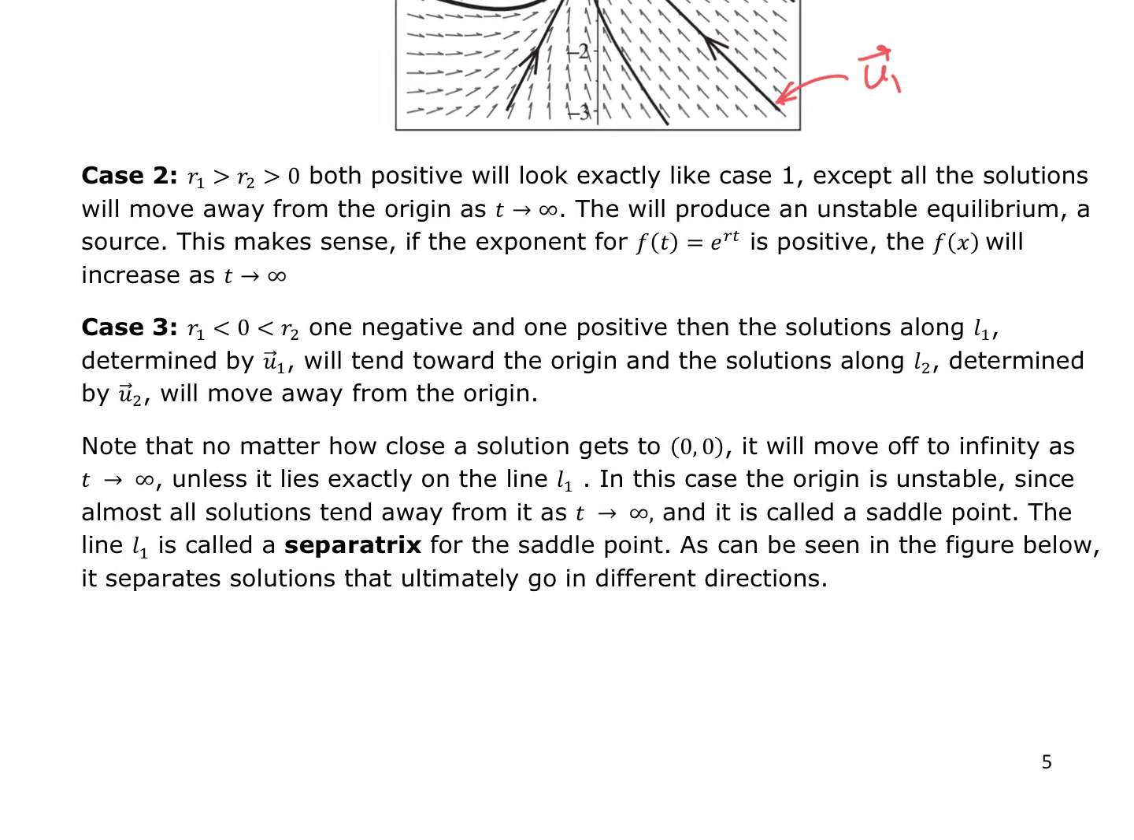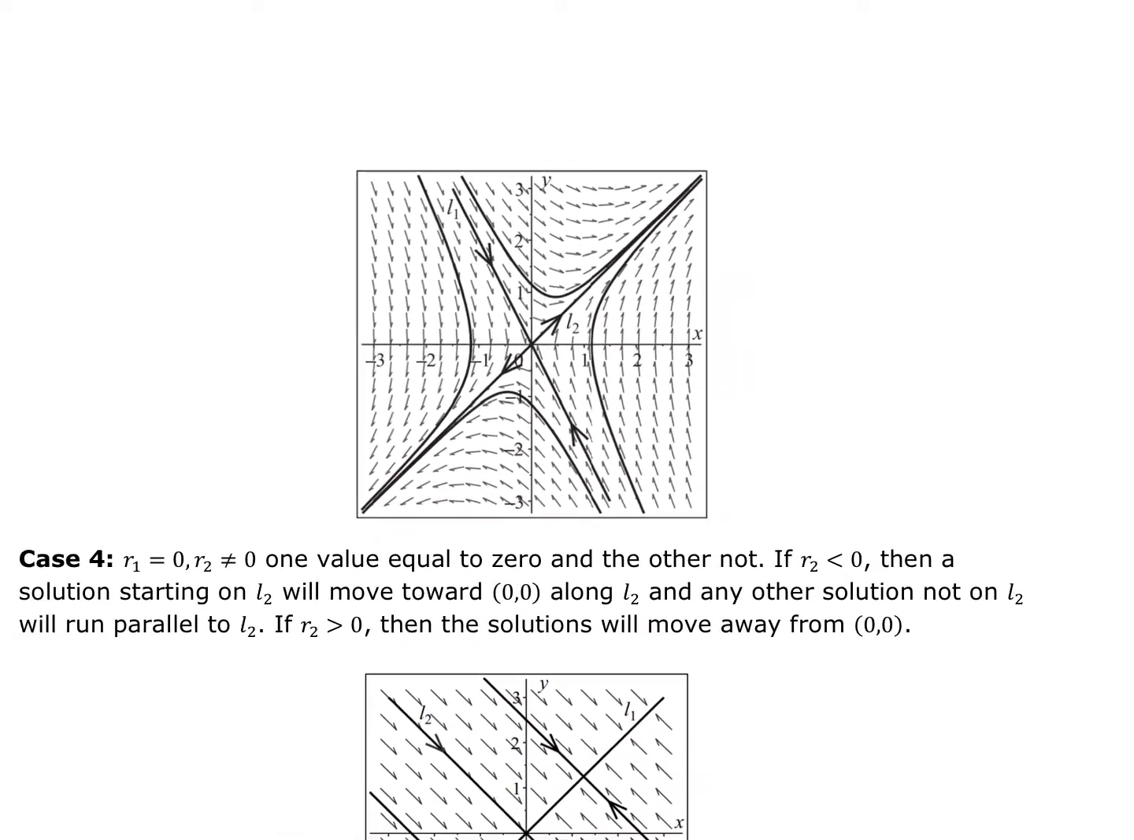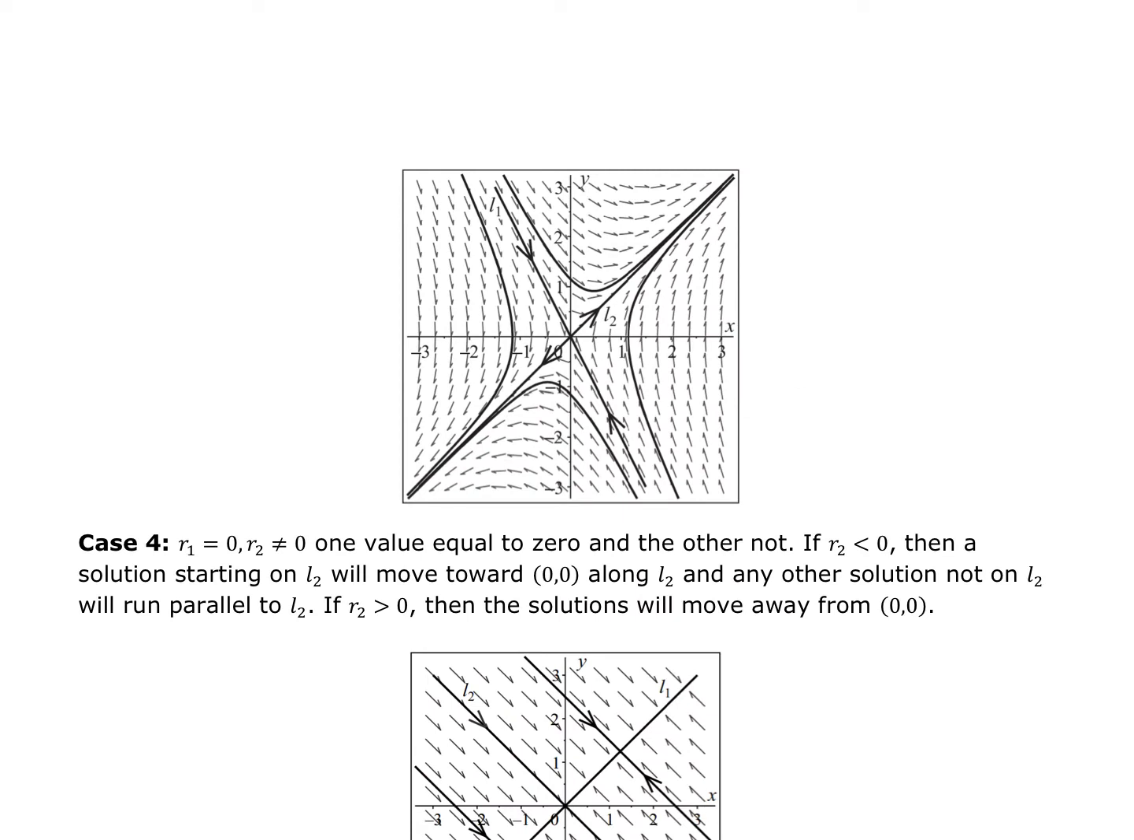So let's take a look at what's going on with this figure. Here's an example in which I have my L1 right here, and this is where my r sub 1 is less than 0. And then I have my L2, and this is where my r sub 2 is greater than 0.